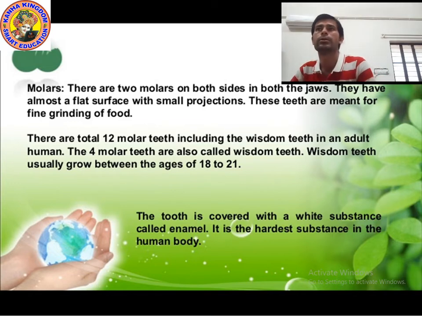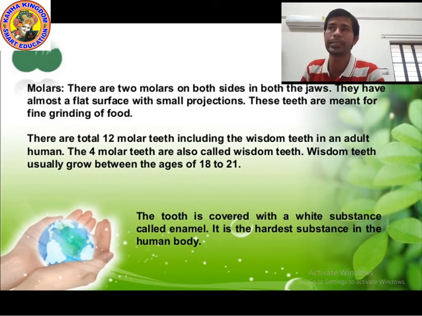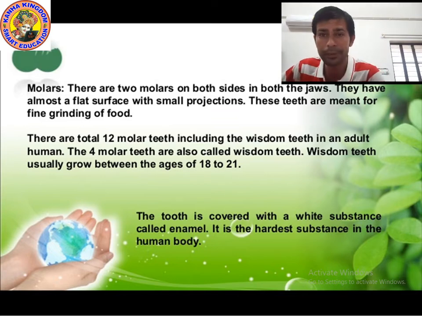How many molar? 12. Remember, 12, including the wisdom teeth. We will also talk about wisdom teeth. What is the shape of molar? The shape of molar is flat. And what is the work of molar? Grinding, just like a mixer. Premolar and molar both work for grinding. There are total 12 molar teeth, including wisdom teeth, in an adult human.